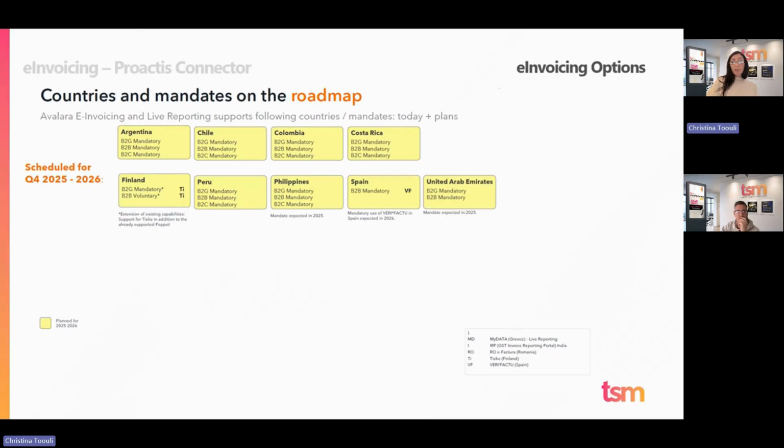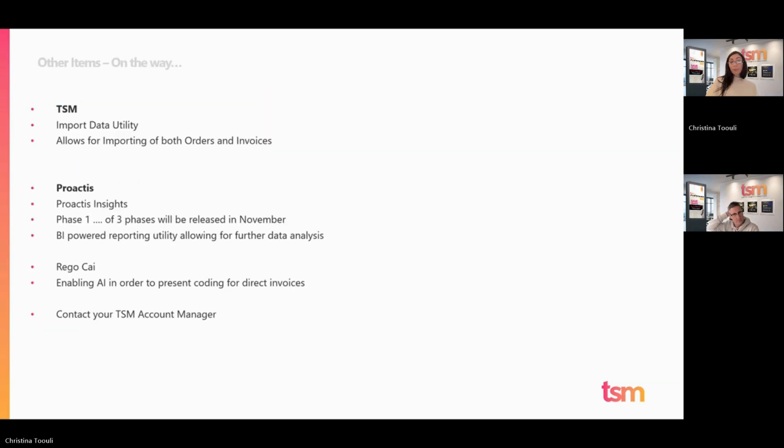Some of the countries are again planned for 2025, 26. If you're processing domestic invoices within those regions, then again you might need to reach out to us so we can start conversations about that. Okay. What else is on the way? What else have we been working on?